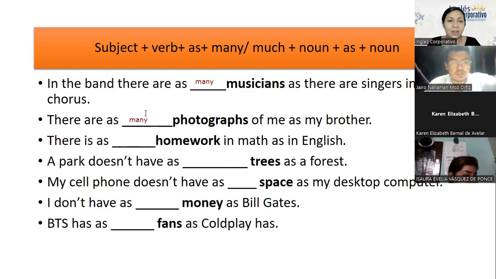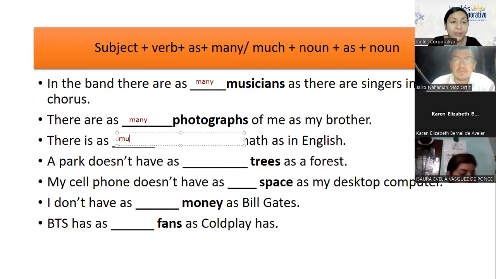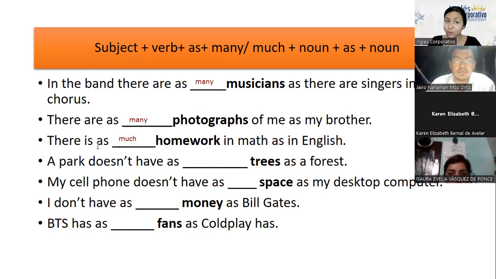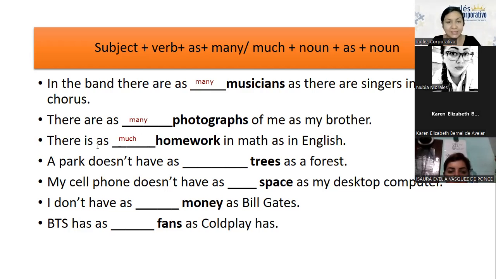Okay. Next example. There is as much homework in math as in English. Much homework. Yes. Because homework is uncountable. So there is as much homework in math as in English. Okay, the same quantity.